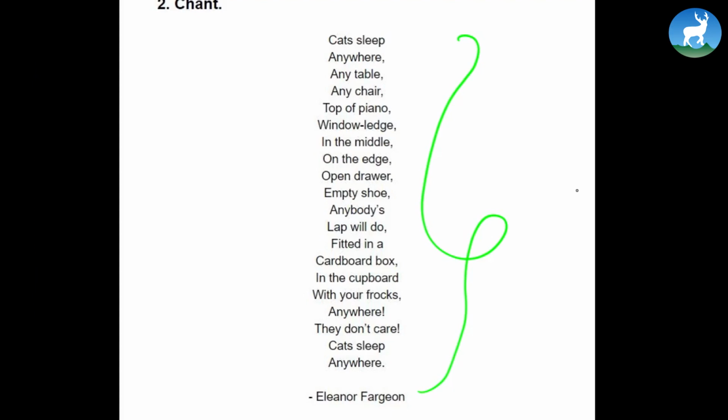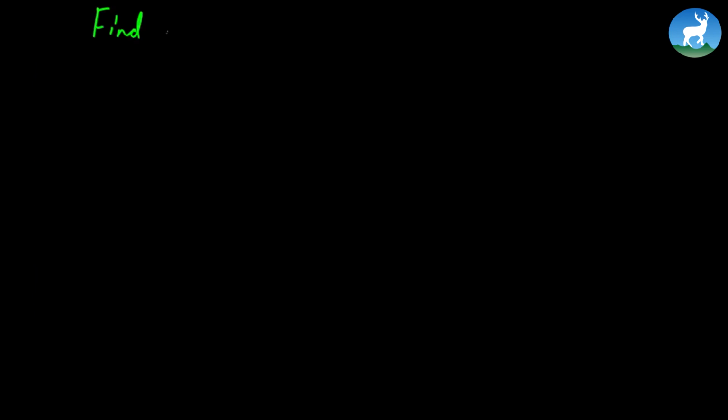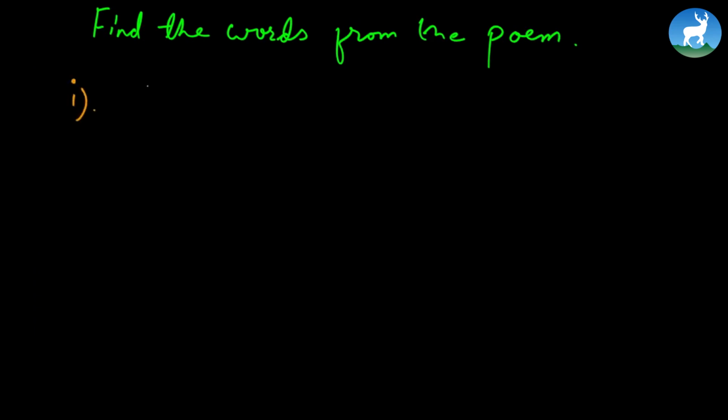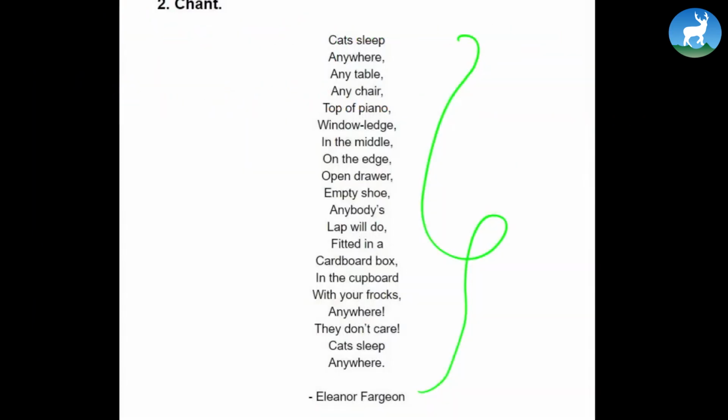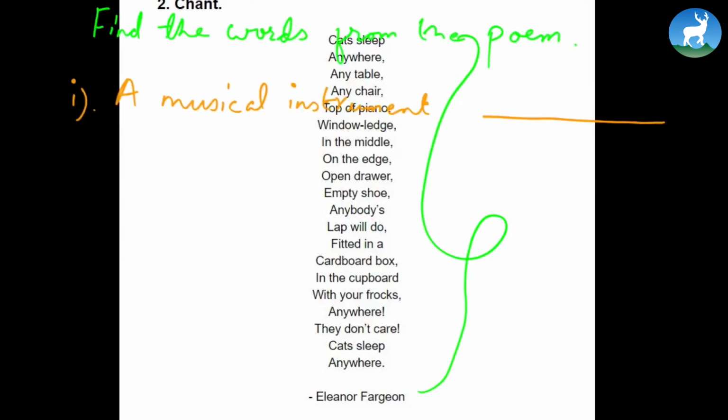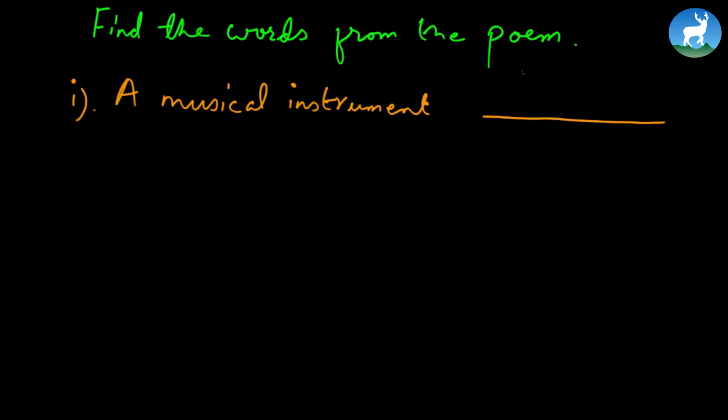Now, if you are to follow the exercises, think of this. Find the words from the poem. Number 1. In the poem which I just read, which musical instrument is mentioned? A musical instrument. Read the poem again. Here you go. Piano. You see, it mentions the piano. It's right here. So the musical instrument is piano.